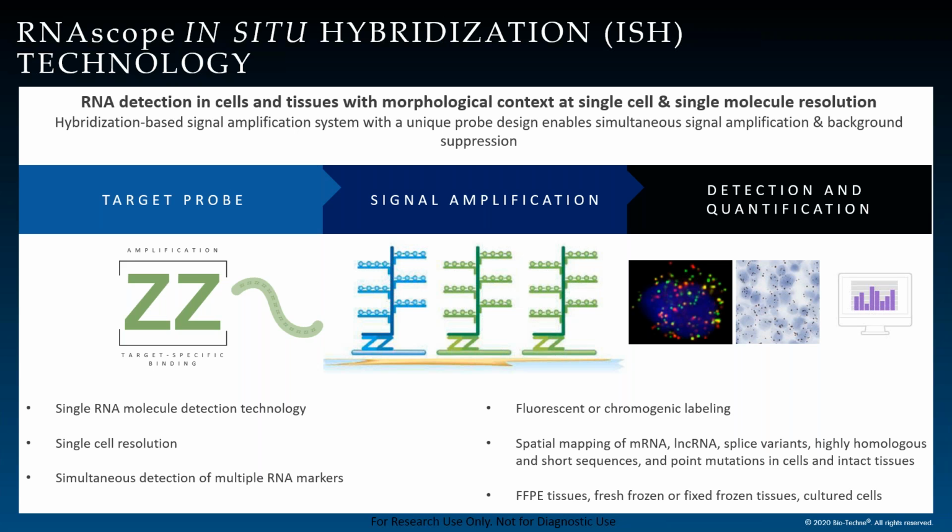dots for quantitative analysis. The assay allows for the spatial mapping of mRNAs, long non-coding RNAs, splice variants, highly homologous sequences, and permutations in cells and intact tissues, all of which can be visualized with either fluorescent or chromogenic labels. In addition, the assay can be performed on a wide variety of sample types, including FFPE tissues, fresh frozen or fixed frozen tissues, and cultured cells.